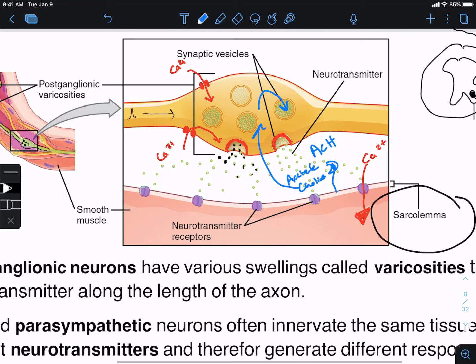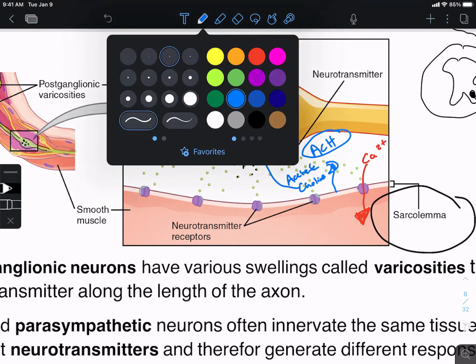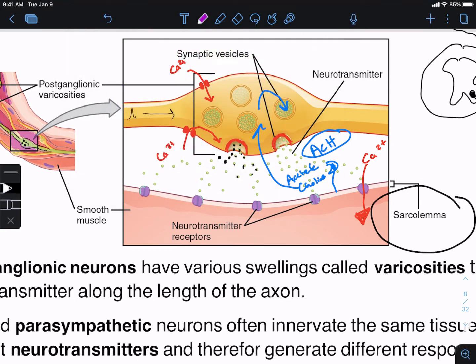The parasympathetic nervous system releases acetylcholine. I should note that the sympathetic nervous system often releases a neurotransmitter called norepinephrine. And norepi is going to work slightly different from acetylcholine in terms of how it's removed from the synapse.